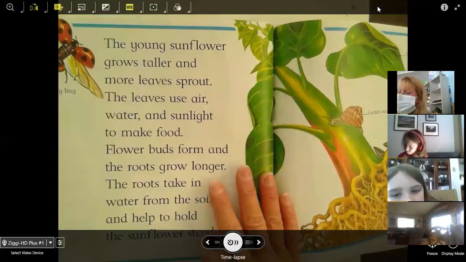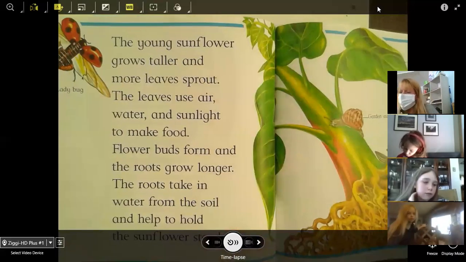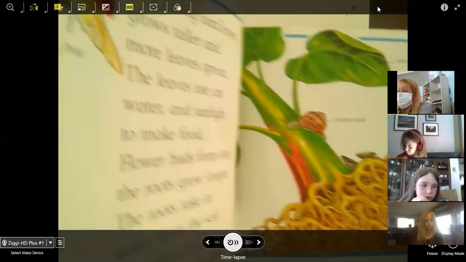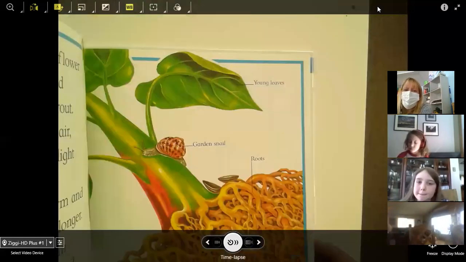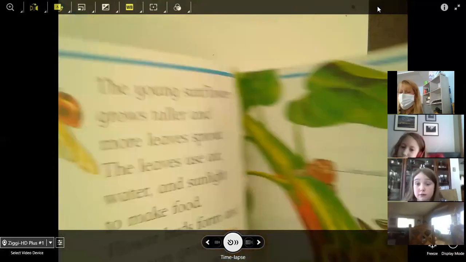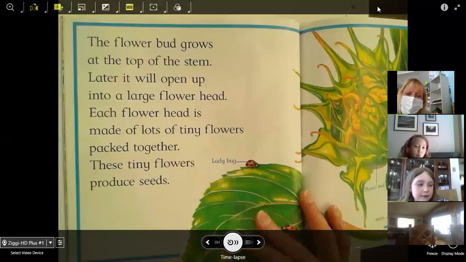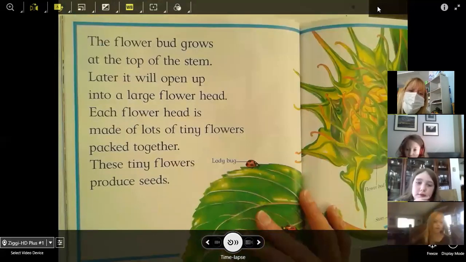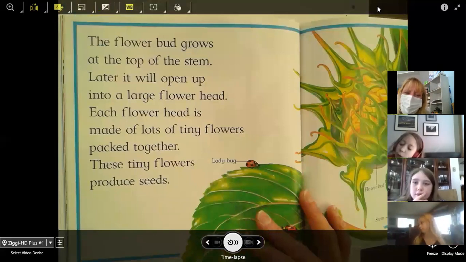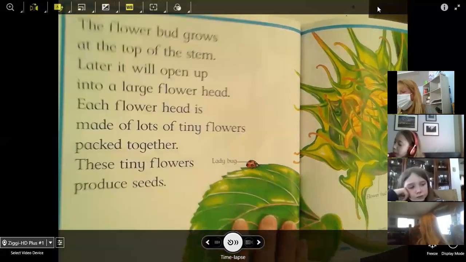That's called photosynthesis. Flower buds form and the roots grow longer. The roots take in water from the soil and help to hold the sunflower steady. So here's a picture of your young leaves. You've got a garden snail enjoying the new plant and the roots. Look at all those roots. Wow. The flower bud grows at the top of the stem. Later, it will open up into a large flower head. Each flower head is made of lots of tiny flowers packed together. These tiny flowers produce seeds. And here's your flower bud and the stem. I think sunflowers are amazing.